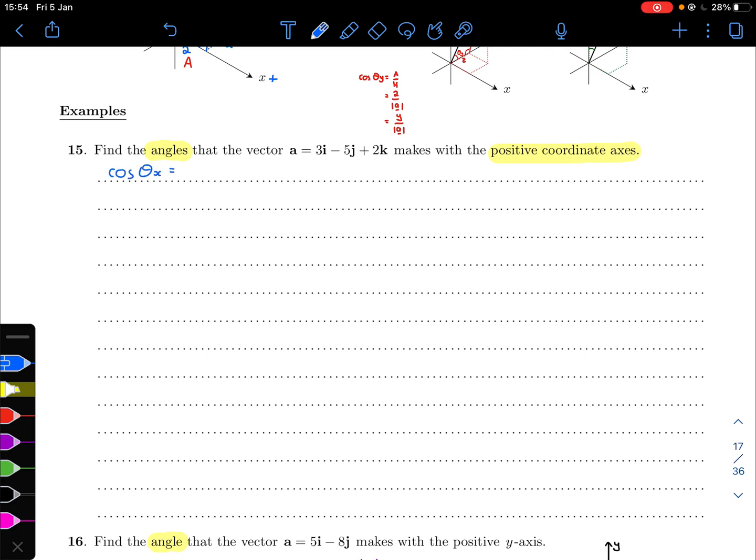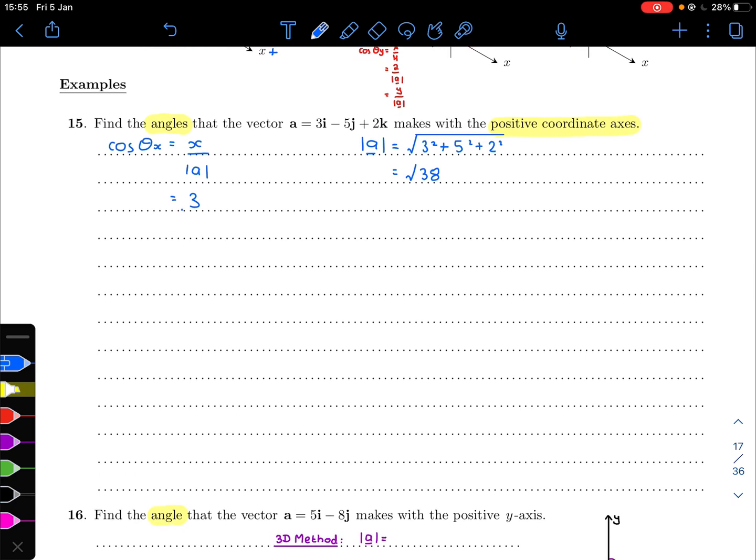So applying the formula, cos theta x is the x component divided by the magnitude. X or I component is 3. Magnitude, I'll just work out over here. Don't need to worry about the negative. So that's 9, add 25, add 4, so that's the square root of 38. So that can go back over here into my formula, square root of 38.